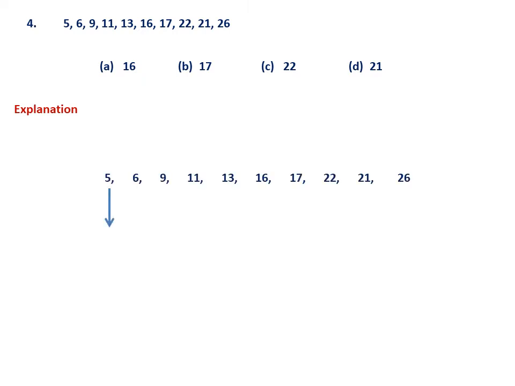See, 5 and 9, the difference is 4. You can check the next one. So alternate numbers are in a definite series. So this is also 4. Next you check 13 and 17. This is also 4. Next you check 17 and 21. That is also 4. That means 5, 9, 13, 17 and 21. It is arithmetic progression. Difference between them is 4. Now it is very clear.